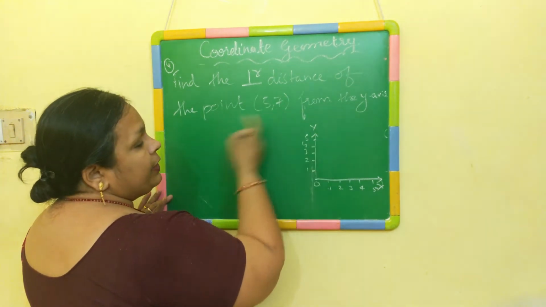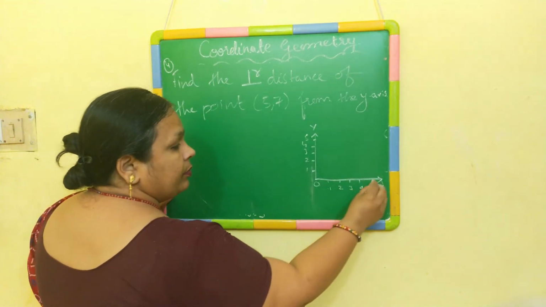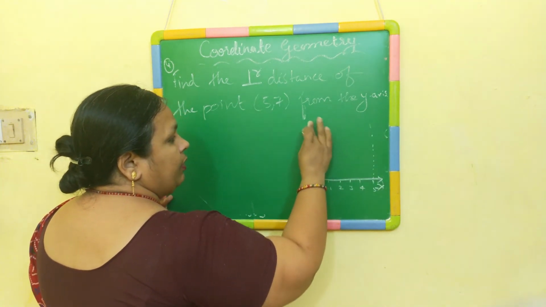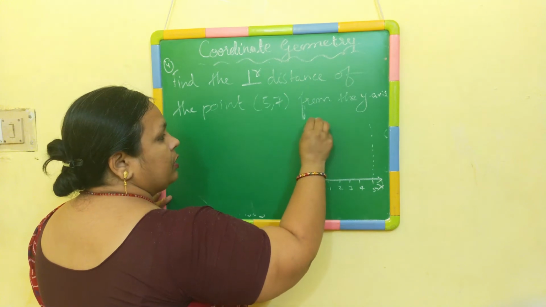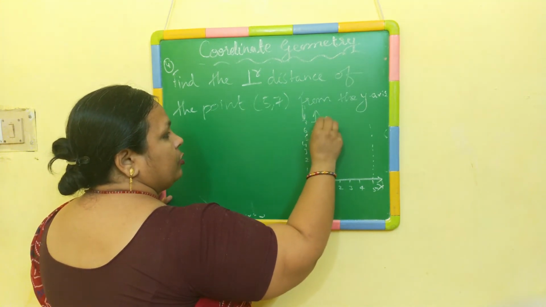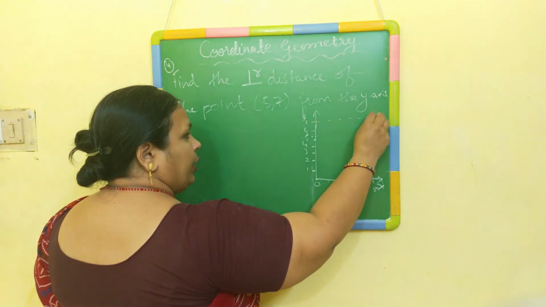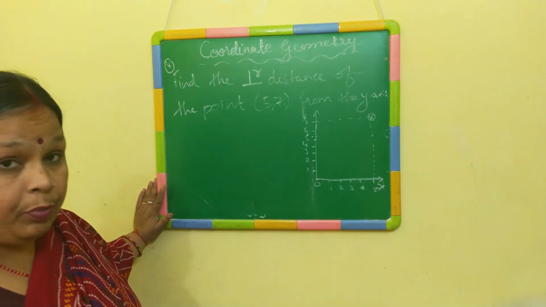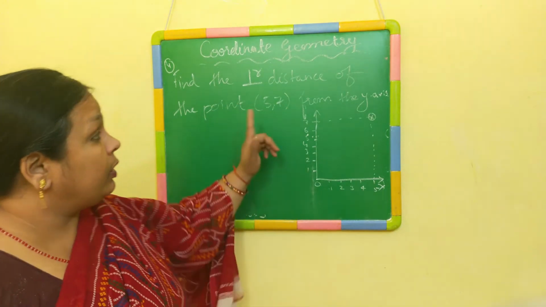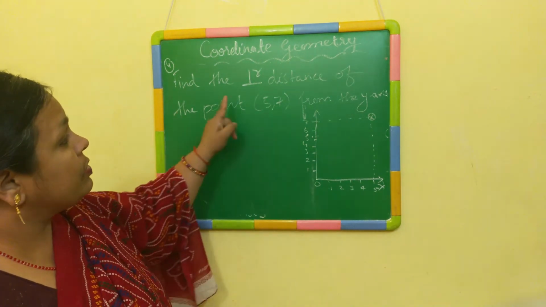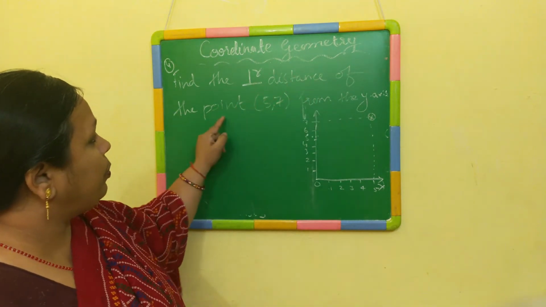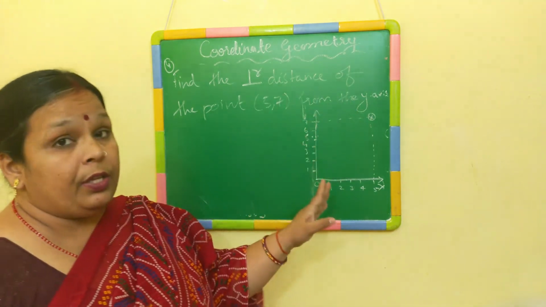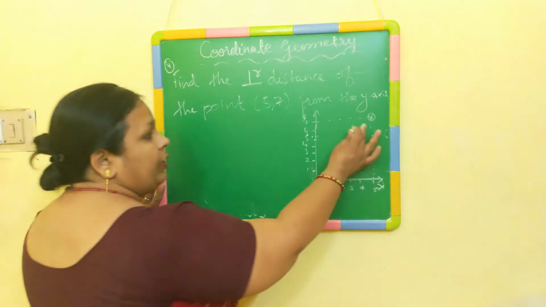Now, 5 and 7. X is 5. So this is your 5, and 7 will prolong more. So somewhere this is the point. Clear? Now, the intersection of both the perpendiculars. What is the question? The question is, find the perpendicular distance of the point 5, 7 from the y-axis. See, 5, 7 we have plotted.